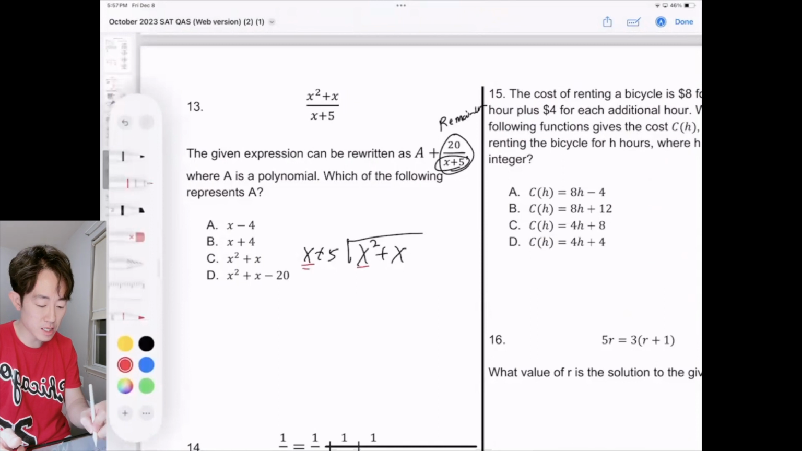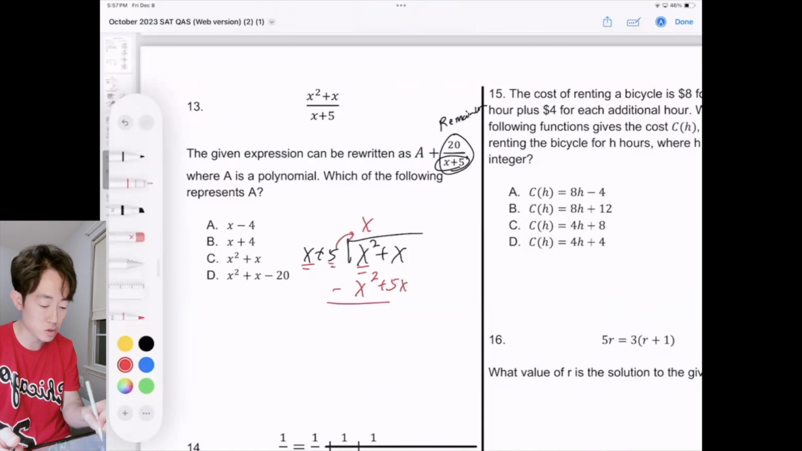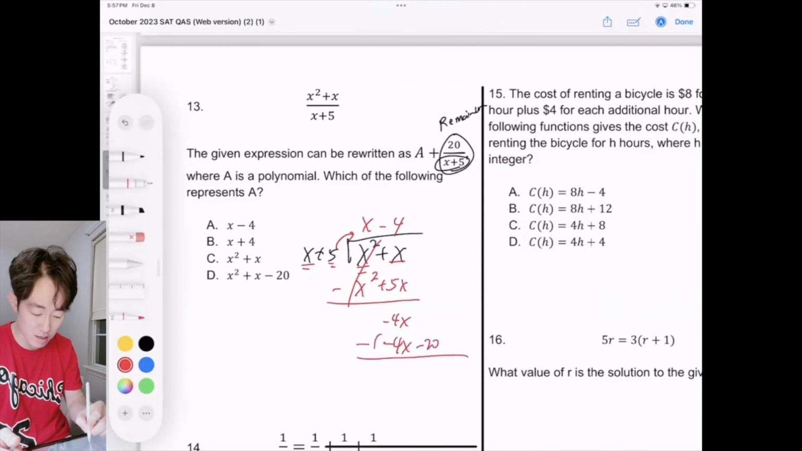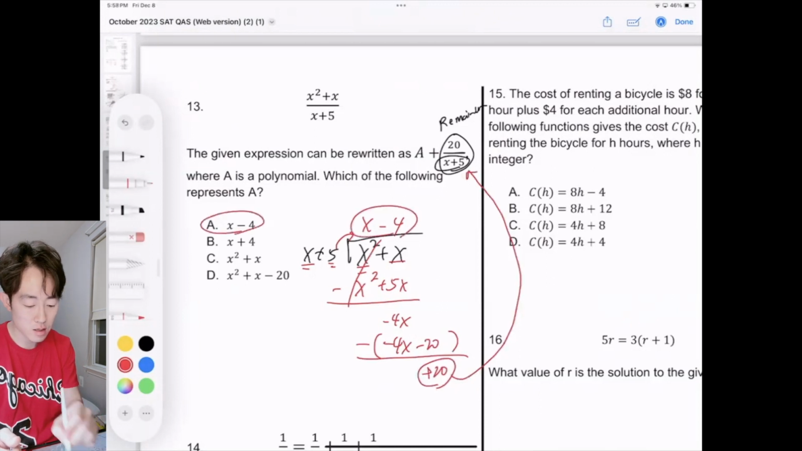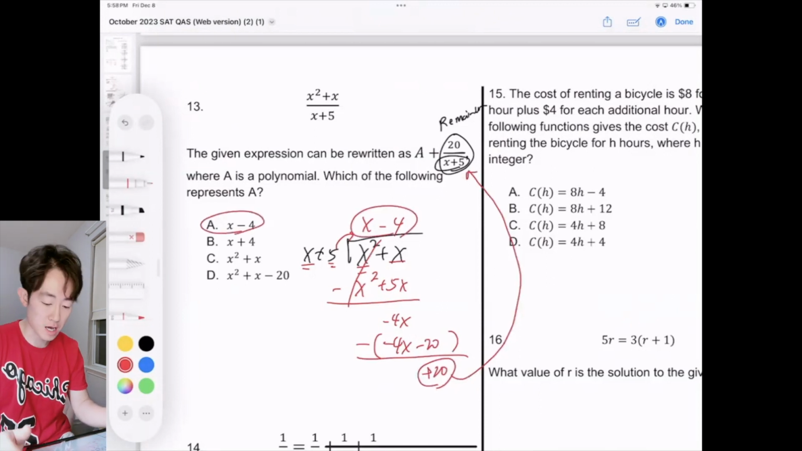Then how many times can x fit in x squared? x times x is x squared, plus 5x. Make sure you distribute the 5 to that as well. Make sure you subtract. Cancel those out. x minus 5x gives you negative 4x. So then negative 4 fits in there. Negative 4x minus 20. Subtract them. Distribute the negative. That's where the plus 20 came from as our remainder. Our quotient, therefore, will be x minus 4.